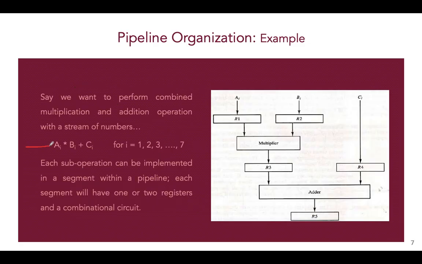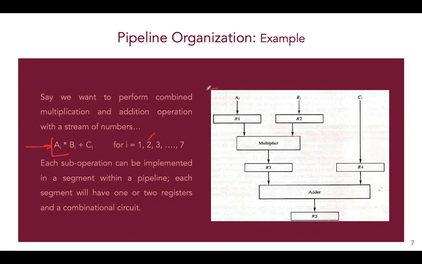If we had to perform this operation, a product and an addition, without using a pipeline, the normal method of operation would be, first we take i is equal to 1, put i is equal to 1 in all of these. So what we're doing is A1 into B1 plus C1, and then we'll do that for i is equal to 2. We'll do A2 into B2 plus C2, and so on up to i is equal to 7. So essentially we repeat this entire operation 7 times for each value of i.